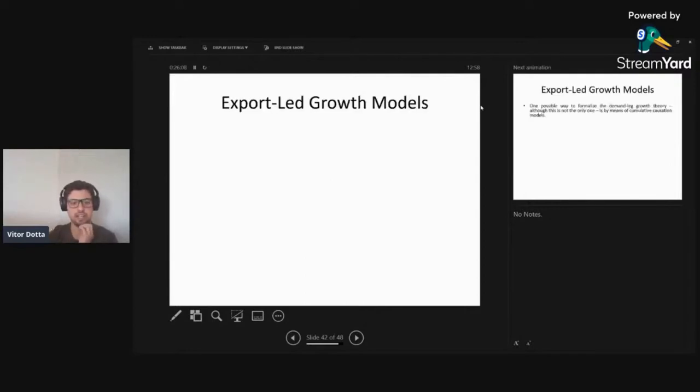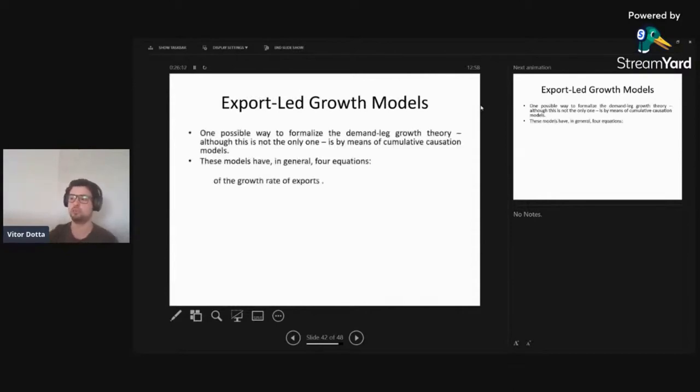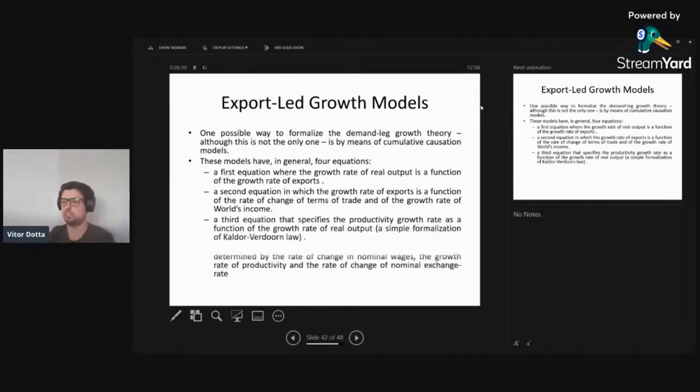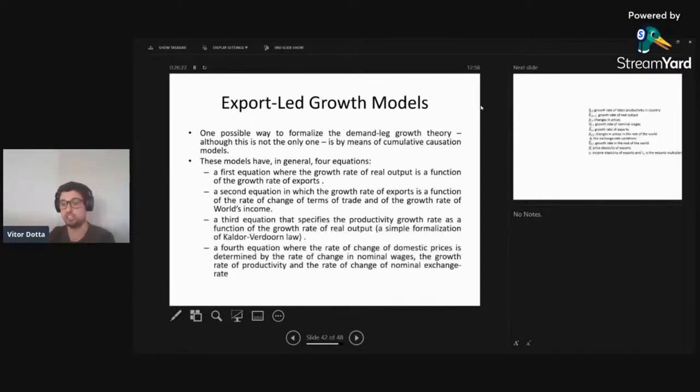Finally arriving at the export-led growth models. One possible way to formalize a demand-led growth theory, although this is not the only one, is mainly by the cumulative causation models. These models have four equations in general.